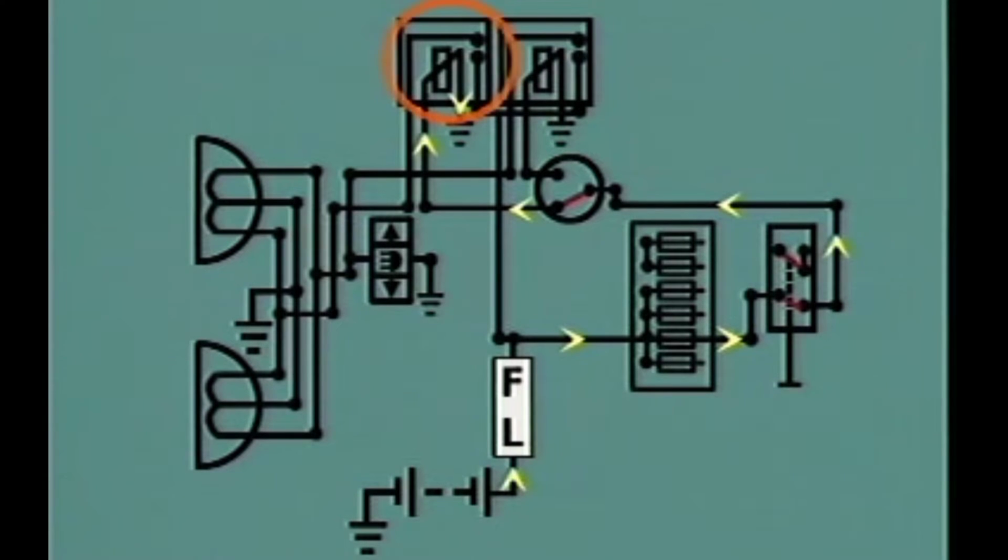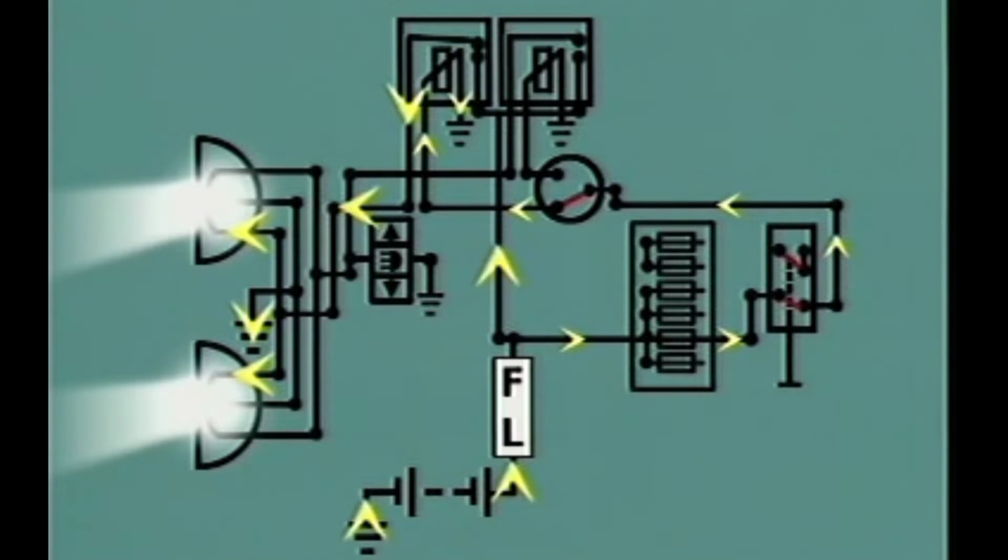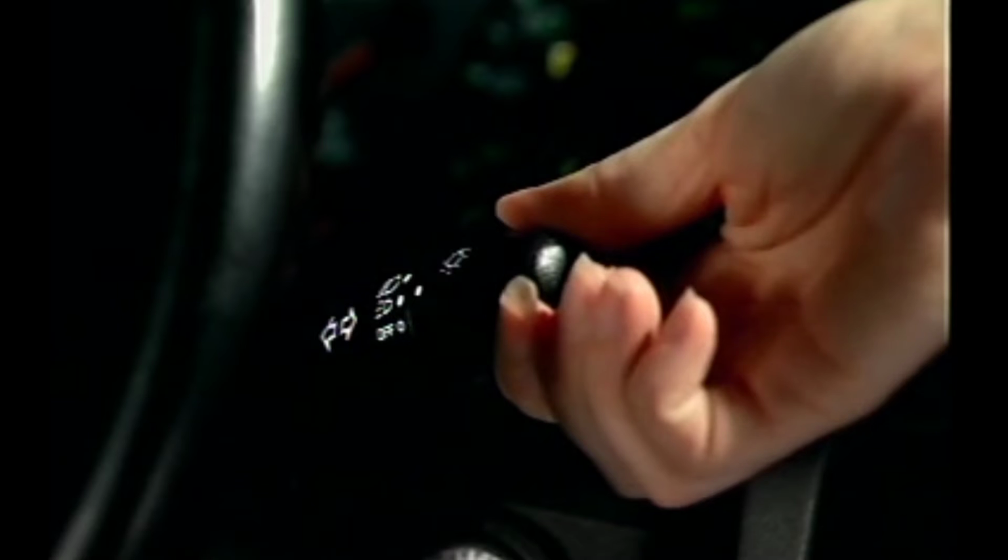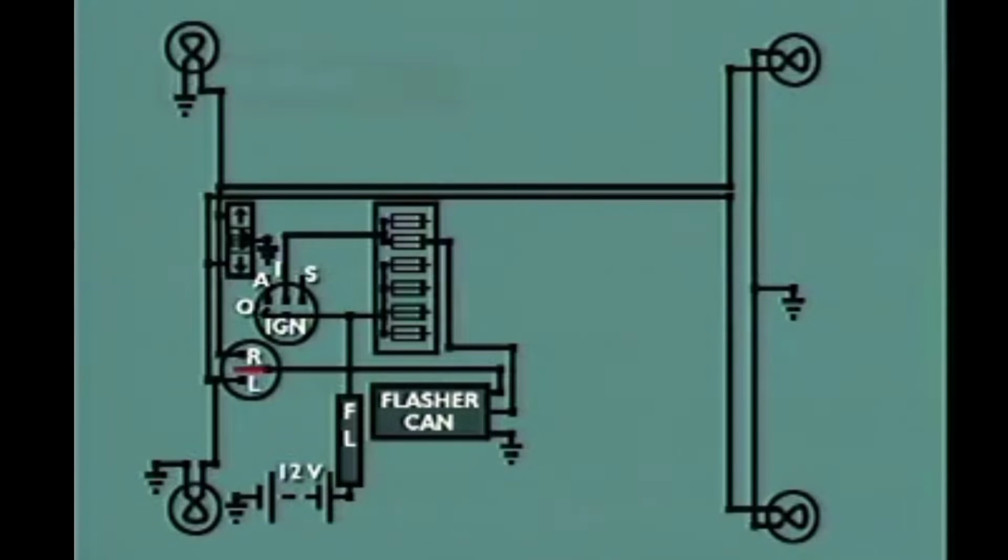This creates a magnetic field that closes a set of contacts. Closing the contacts allows electrical current to flow from the battery through the fusible link to the relay contact. From the closed relay contacts, the current flows to the light filaments and then to ground. The park and tail lights are also in operation when the headlights are switched on.